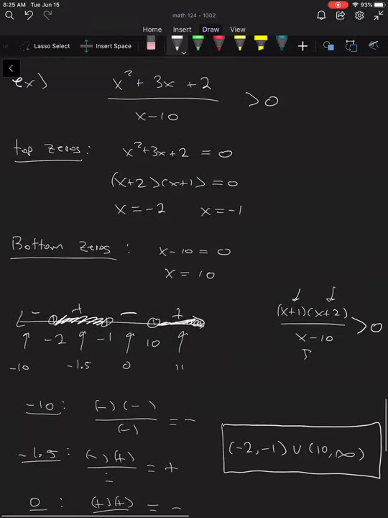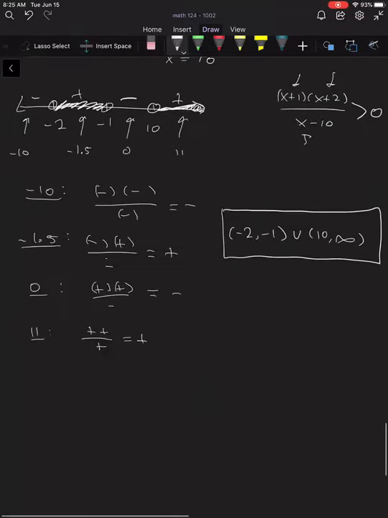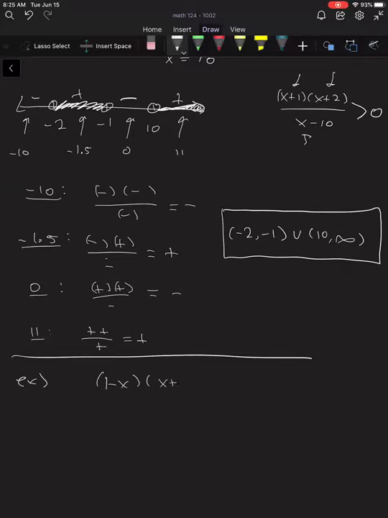Okay. And the last problem we need to go over together will be one like this, but maybe a little bit different. Actually, let's do this: x squared plus 7x plus 12 less than or equal to 0.